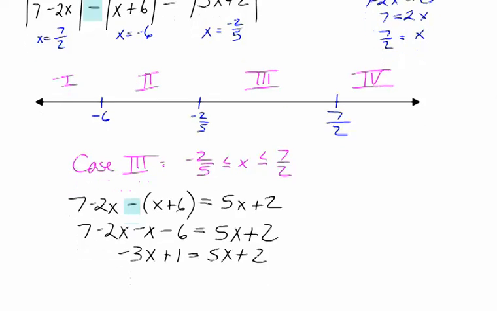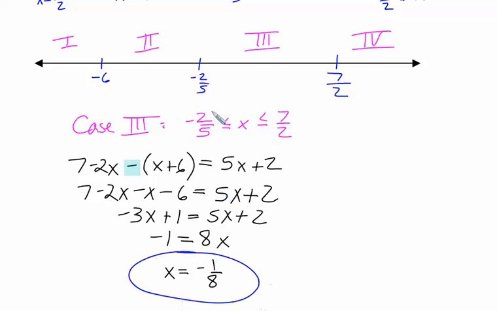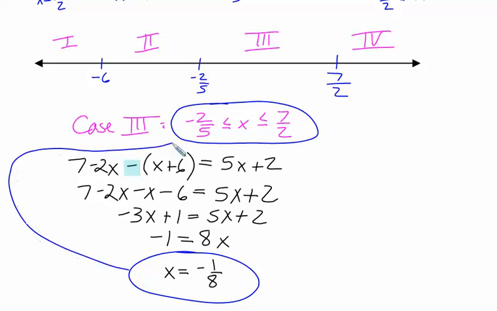I'm going to get the x's on the right this time. That way they're positive. And I'm going to bring the number over to the left-hand side. Divide by 8 and we get x is negative 1/8. Now, compare with our case. Notice that, again, negative 1/8 would fall in this case. It does work. So in this case, pun intended, we would know that negative 1/8 is a correct solution.